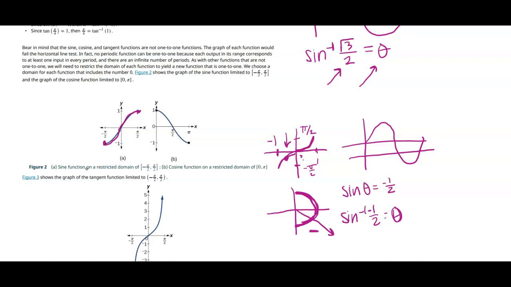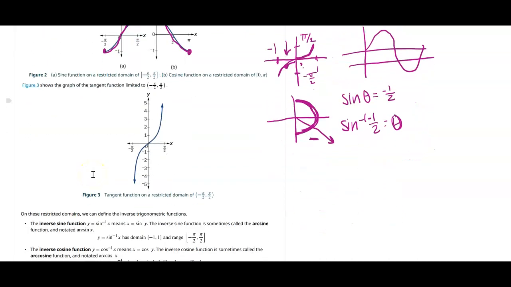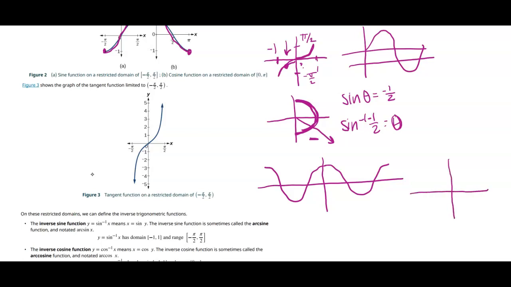Cosine, we are going to restrict from 0 to pi instead. When you do your cosine graph, if we were to flip this whole thing over y equals x, and then try to do it on the same domain that we did for sine, you wouldn't end up getting a function here. So we can't do the same thing that we do for sine for cosine.